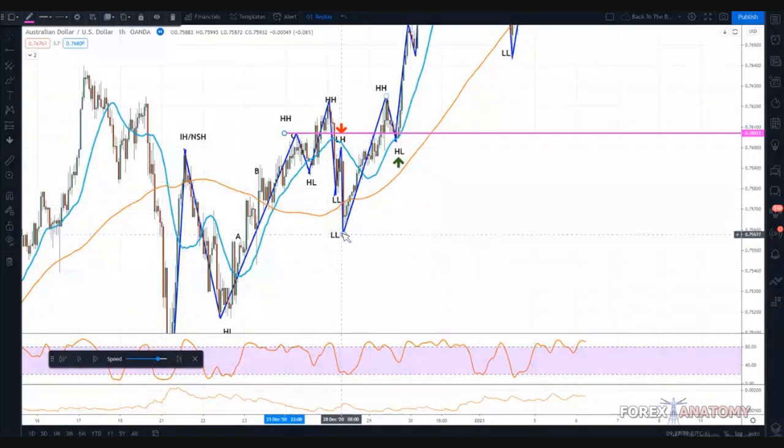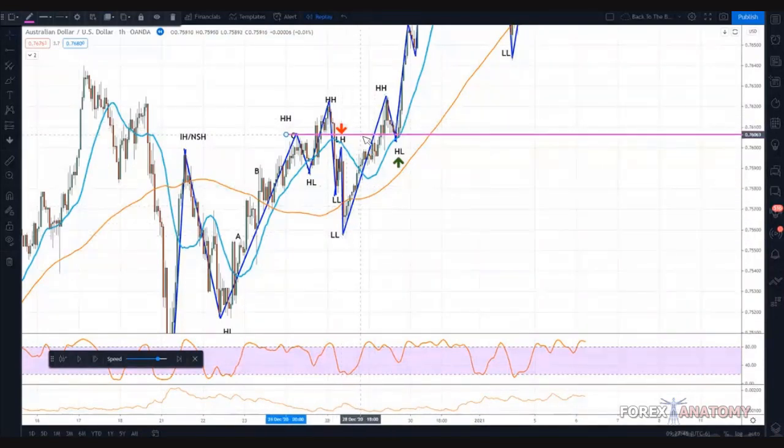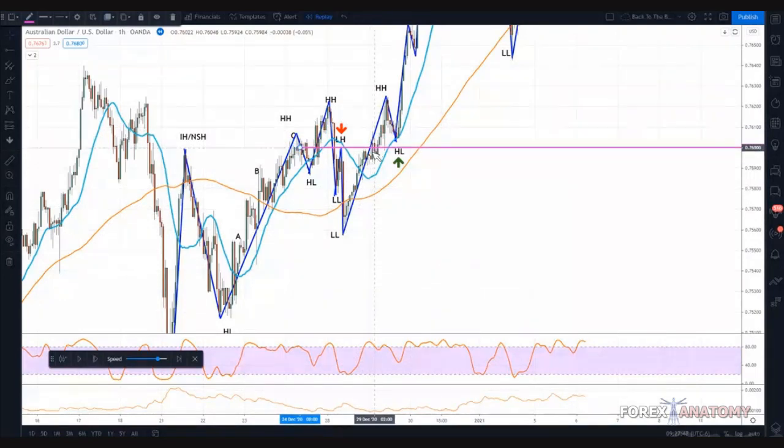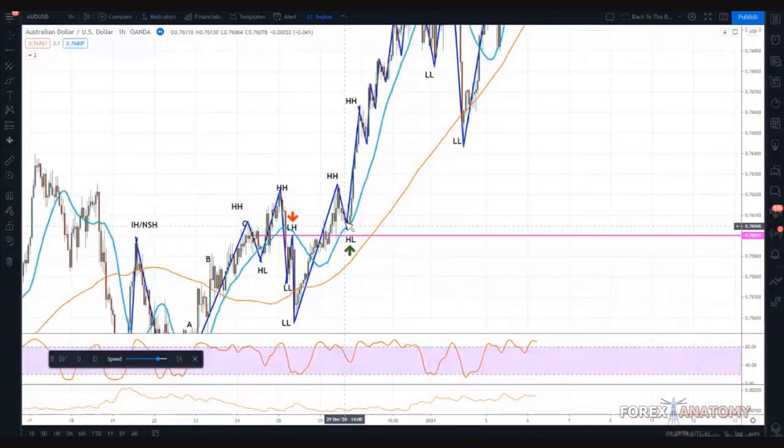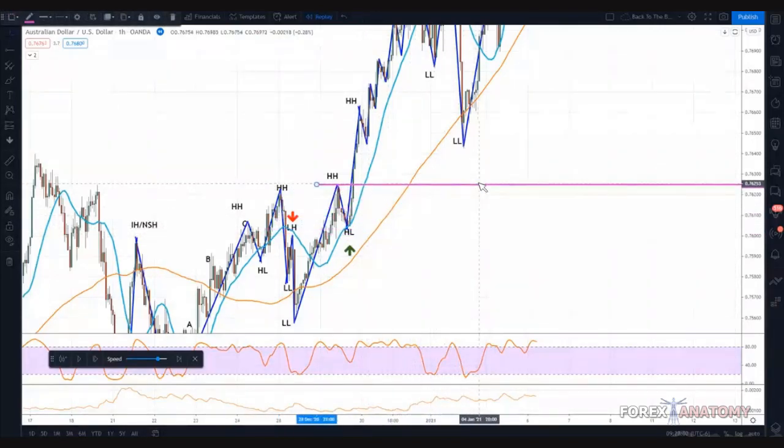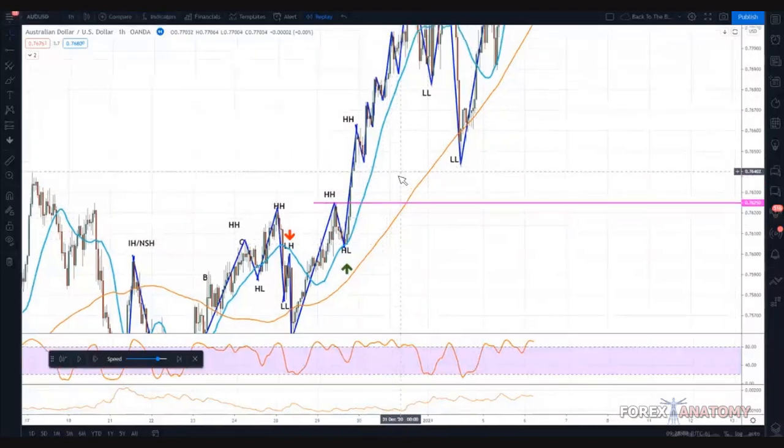But after price formed this lower low, we'll be looking for another lower high. But do we get that? No, we don't. We see price push all the way up, and it breaks this high again, forming a higher high. Price corrects, forms this higher low, and then we pretty much see price continue making higher highs and higher lows for a while.